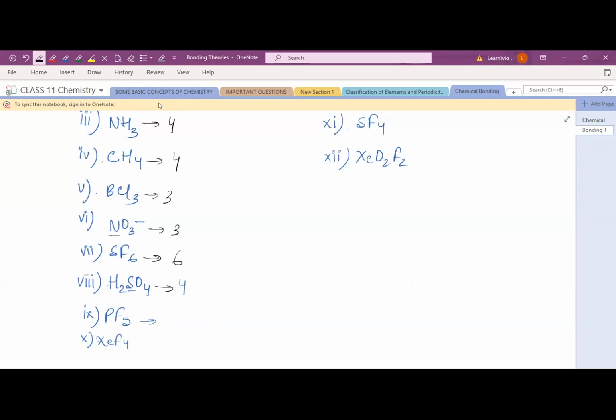Ma'am, for the PF5, it's 5. Oh yeah, it's correct. And 5 then plus the next one, 6. Yeah, it's correct. And in SF4, Neha, tell me, what is the steric number? 5. Yeah, it's 5. For sulfur, 6 valence electrons, and 4 are monovalent. Fluorine is a monovalent atom, so 4.